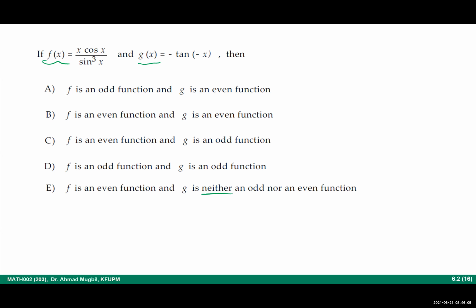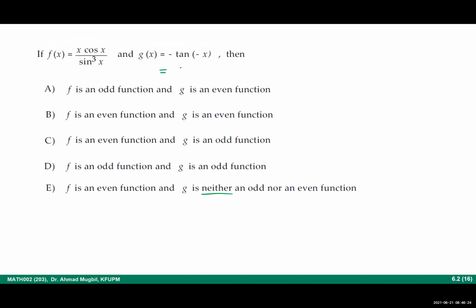So, Shabab, if you have a question like that, there is a nice trick that you should do. What is it? Start with the easier one. Which one is easier, F or G? G. So now I will start with G.